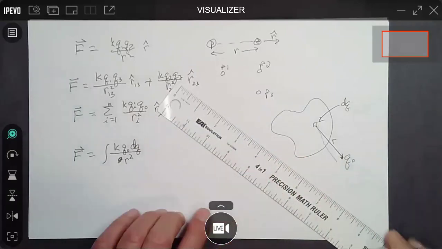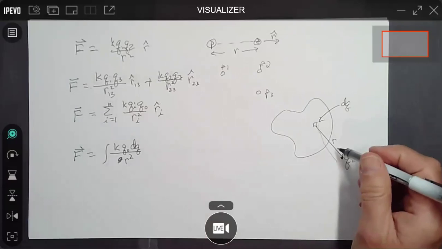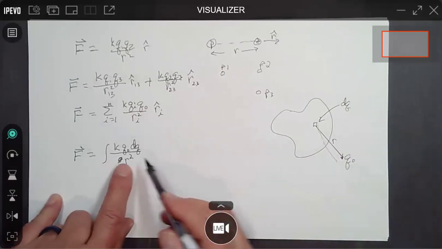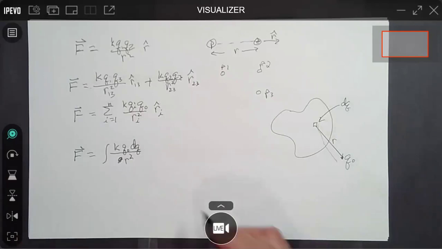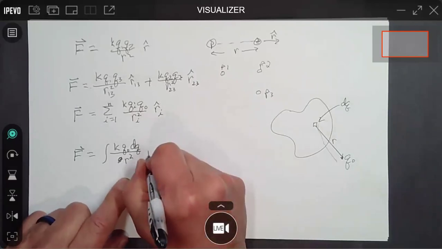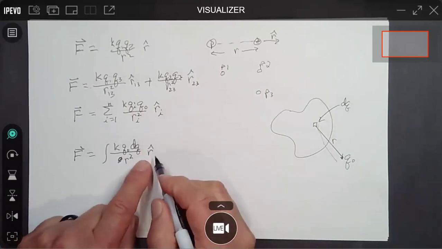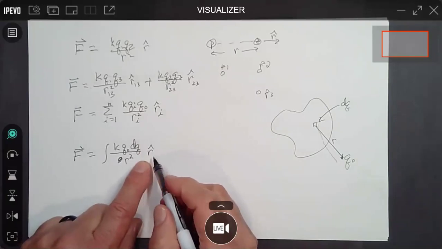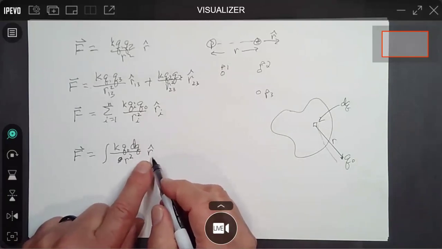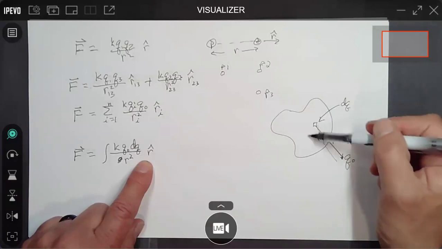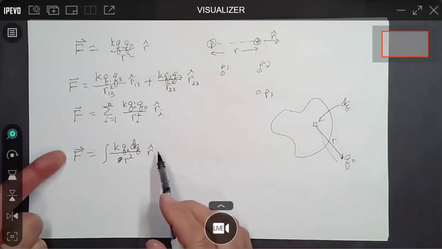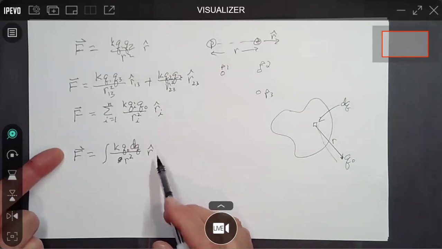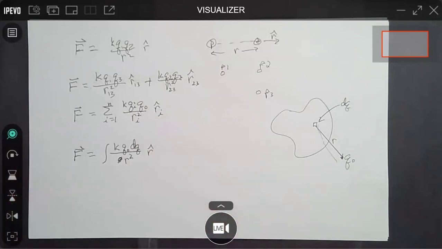This would be r, but r is now a variable that changes continuously as you're going around this charge distribution. And then we'd have an r hat, and r hat is another vector and another thing that's going to vary continuously as you're going around this charge distribution. So that's as complicated as it might get, a situation like that.